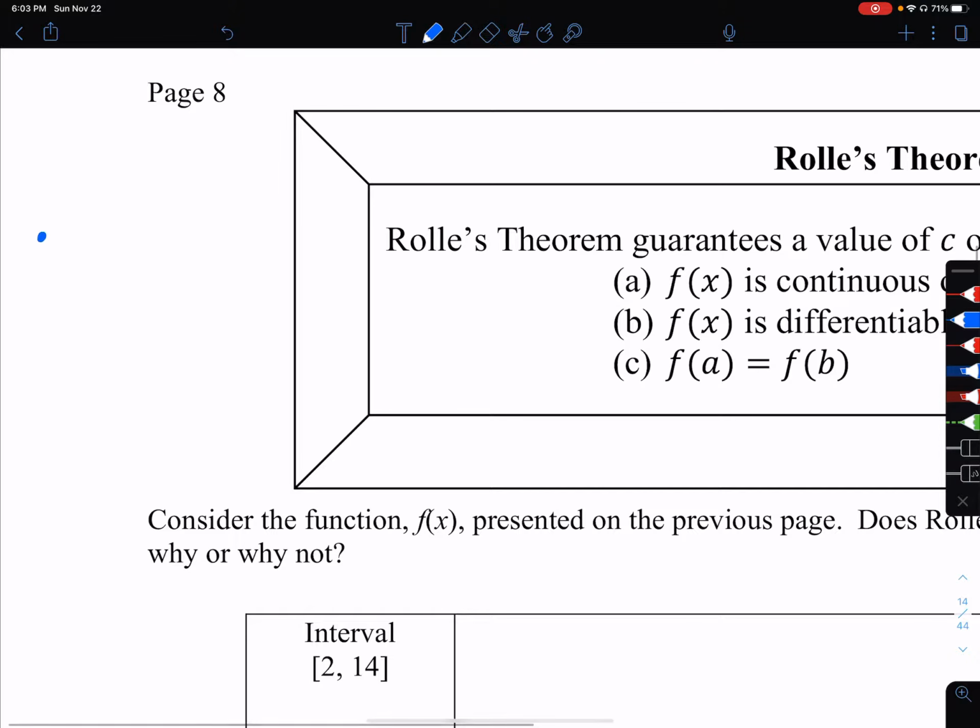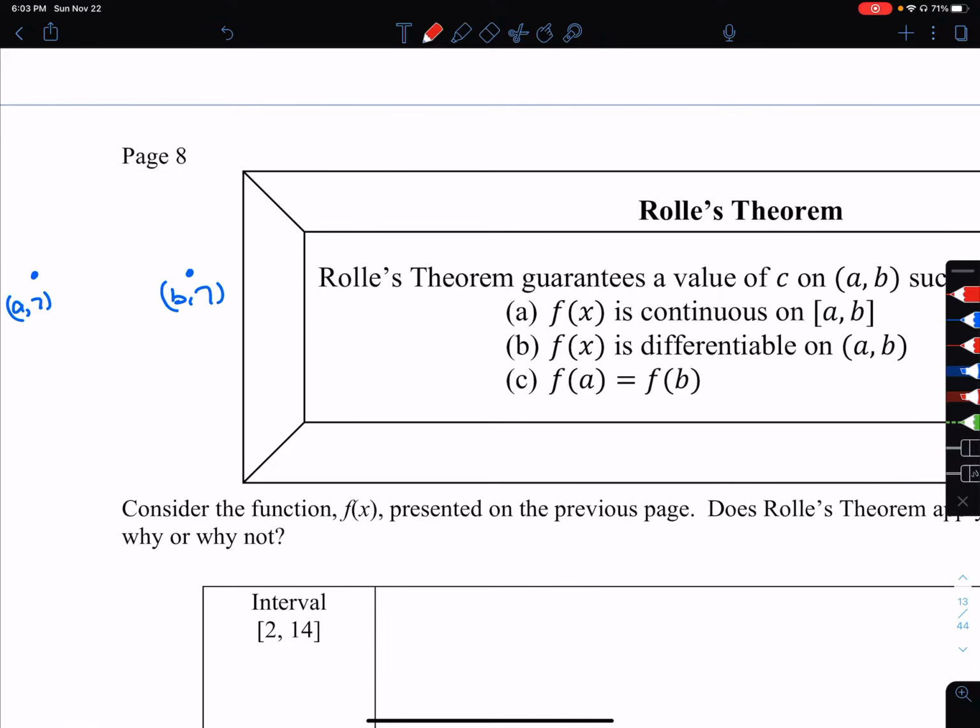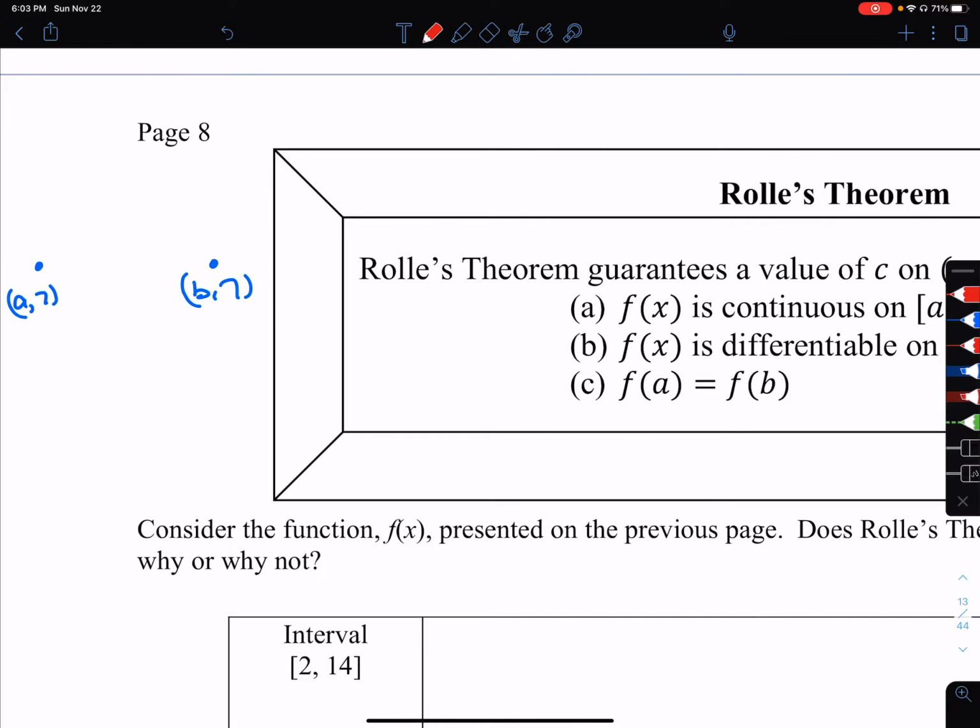So if we have a point here and a point here, and let's say this is A and this is B, so they're the same height. Rolle's theorem is saying no matter how I draw a curve from A to B, as long as it's continuous and differentiable, there has to be at least one place where the function's derivative is equal to 0.